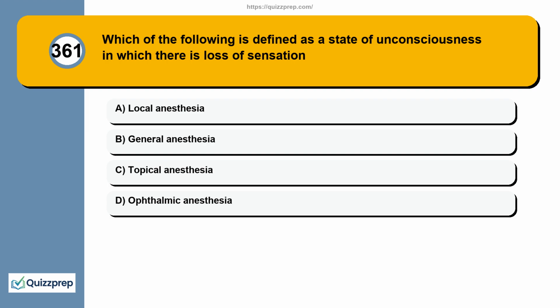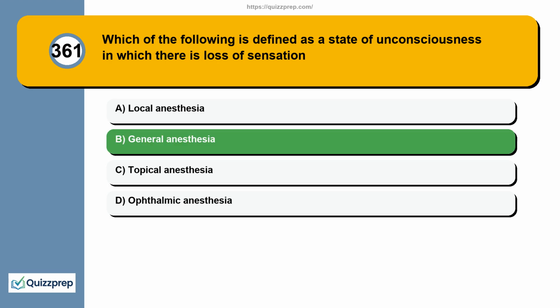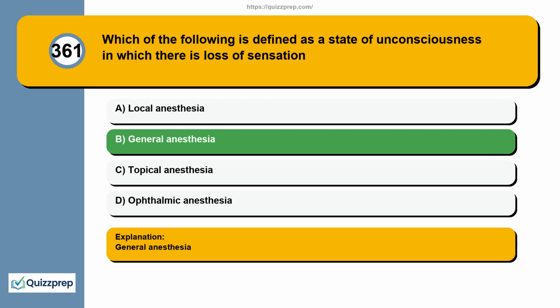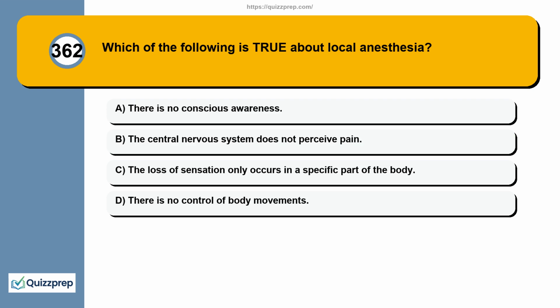Question 361. Which of the following is defined as a state of unconsciousness in which there is loss of sensation? Option A. Local anesthesia. Option B. General anesthesia. Option C. Topical anesthesia. Option D. Ophthalmic anesthesia. The correct answer is option B. General anesthesia.